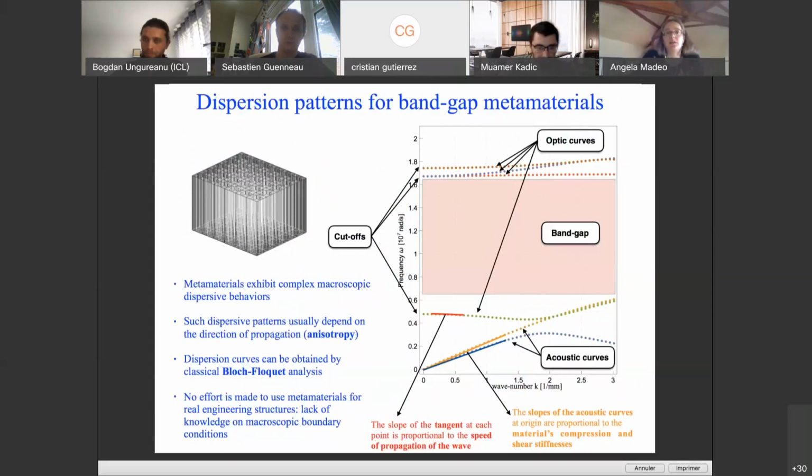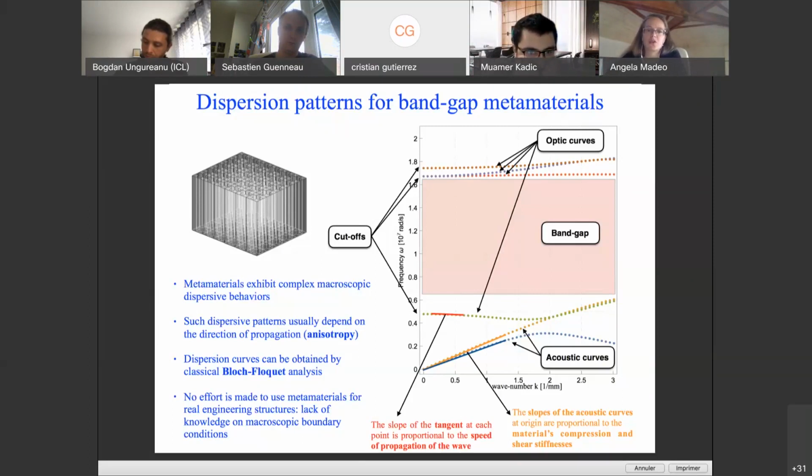As you know, such metamaterials have a quite complex dynamic behavior that can be recognized via dispersion curves, for example, which can be thought of as a fingerprint of the metamaterial. So once we have fixed the microstructure of the metamaterial, we can perform standard, let's say, Bloch-Floquet analysis or other methods which are available, and we can obtain such dispersion curves, which tell us a lot about the metamaterial.